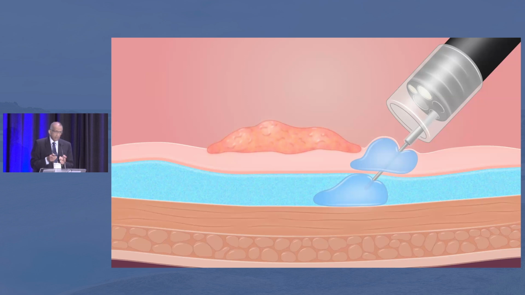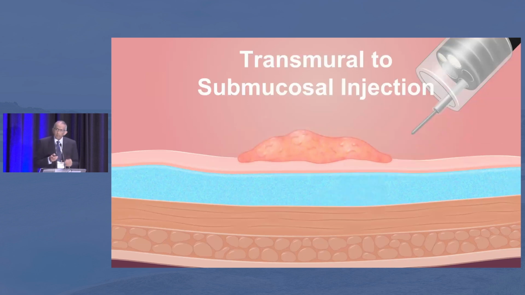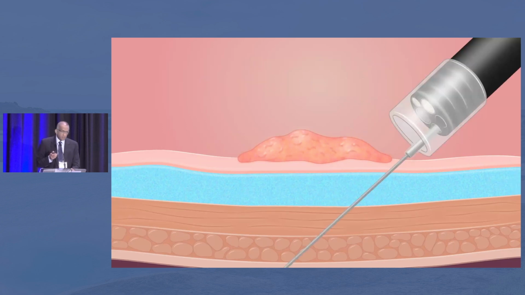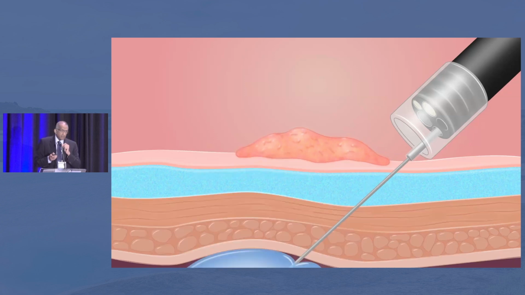The next one is, you may be injecting and your needle has gone transmurally and you're not getting the lift that you want to see. In that case, again, don't pull it back. Just gently withdraw till you find the submucosa and then deliver the injection.